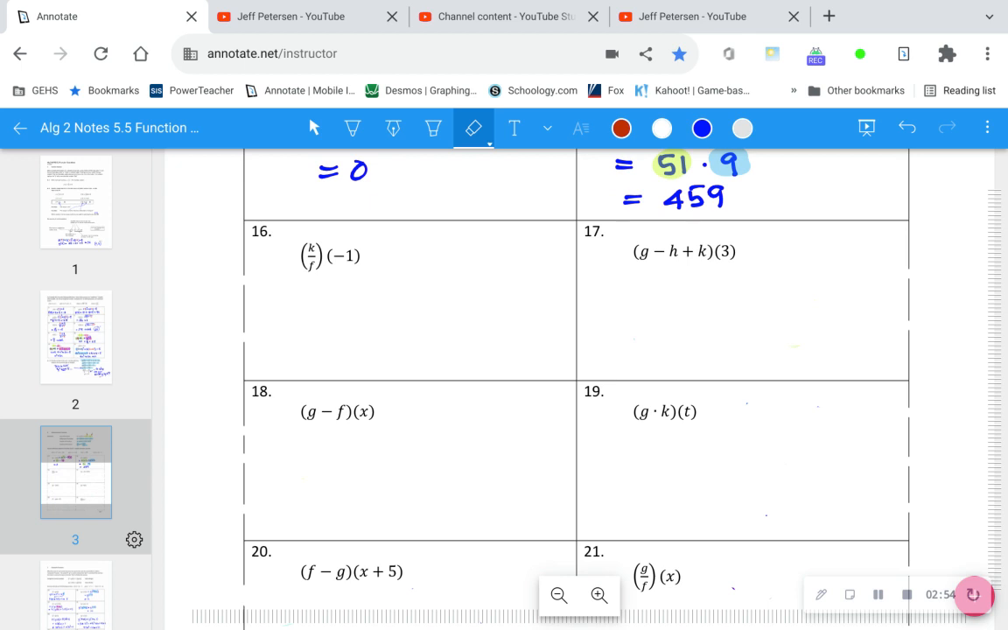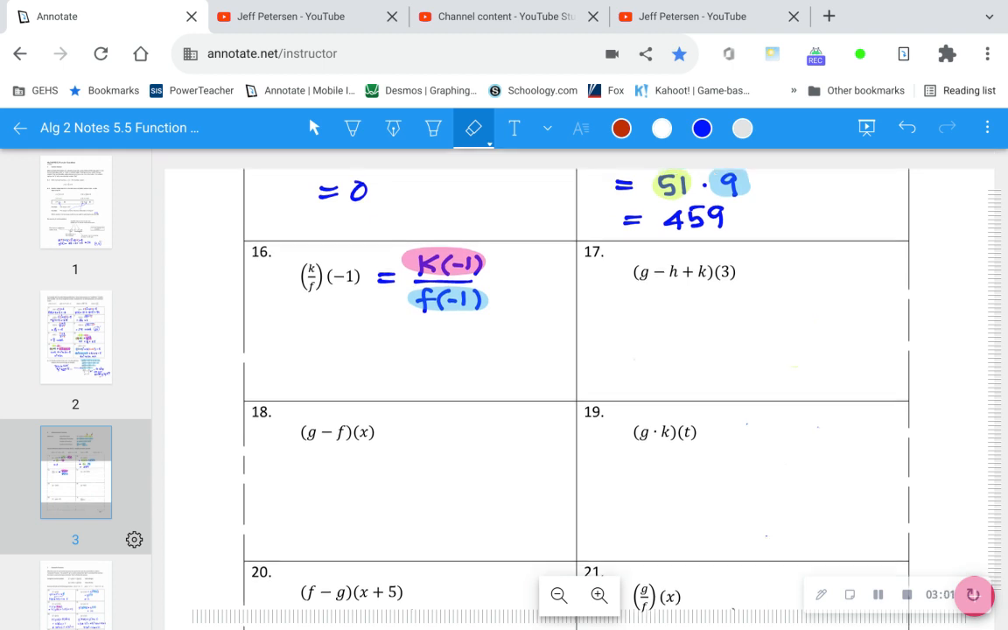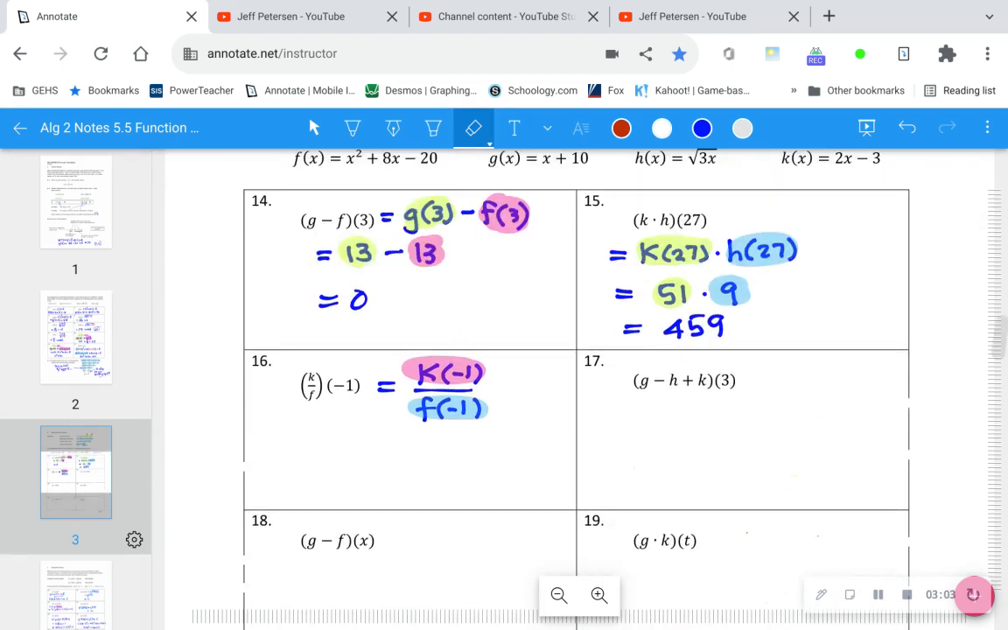Okay, now we're combining k and f. We're doing it with division, so k over f of negative 1 is going to be k of negative 1 over f of negative 1. That's how it's defined to be.